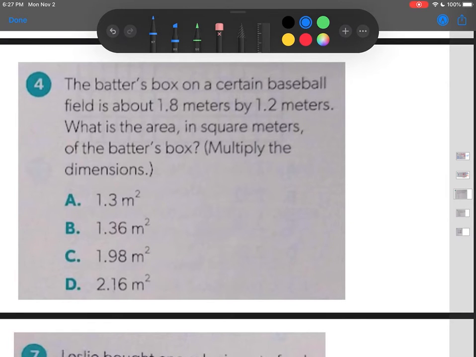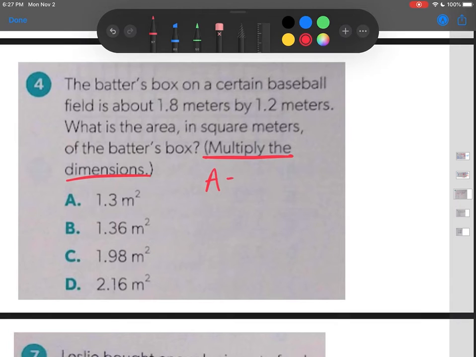Let's look at our next one. Number 4 says a batter's box on a certain baseball field is 1 8/10 meters by 1 2/10 meters. What is the area in square meters of the batter's box? So our key here is to multiply the dimensions.